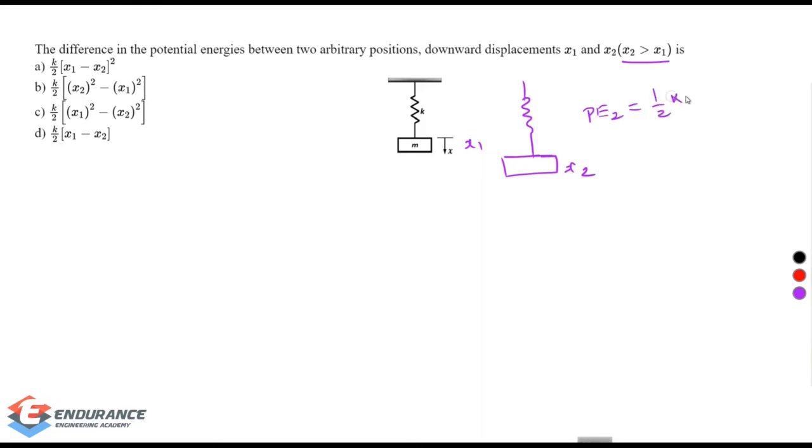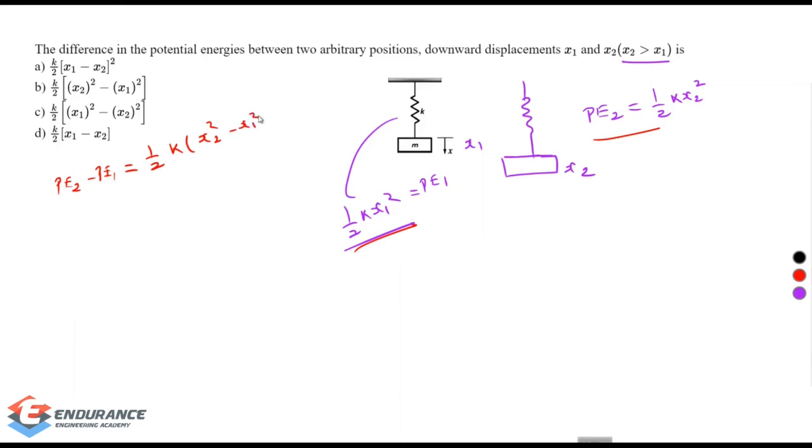Simply it is 1 by 2 k into x2 square, the potential energy of the spring, right? And what about this? 1 by 2 into k into x1 square. So that is my PE1. Since potential energy 2 is greater than potential energy 1, subtract PE2 minus PE1. That's going to result in, taking 1 by 2 k common, x2 square minus x1 square. That's it. Check the option.